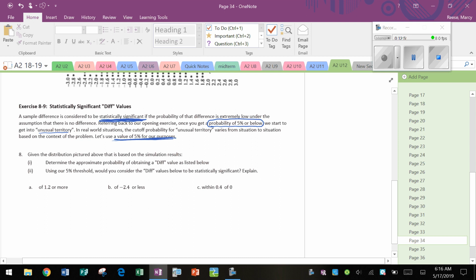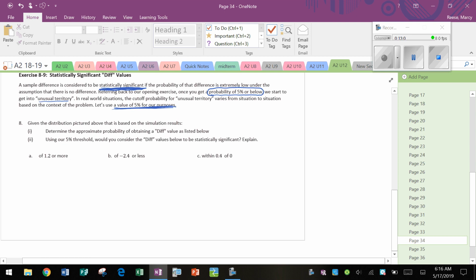So, given the distribution pictured above, that is based on the simulation results, determine the approximate probability of obtaining a diff value as listed below. So, use your 5% threshold. Would you consider the diff values below to be statistically significant, and explain? Okay. So, let's go to A. It says of 1.2 or below.